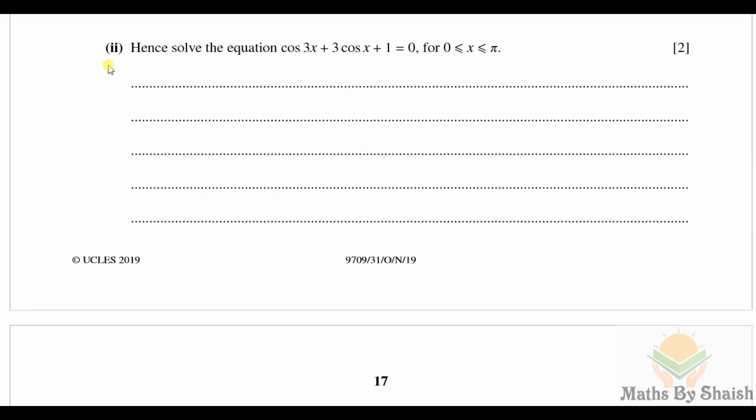Second part is: hence solve the equation cos 3x plus 3 cos x plus 1 is equal to 0 within 0 and pi. So first of all, we'll replace this cos 3x by 4 cos cube x minus 3 cos x, plus 3 cos x already given, plus 1 is equal to 0. So we can see these two got cancelled and we got cos cube x as minus 1 over 4.